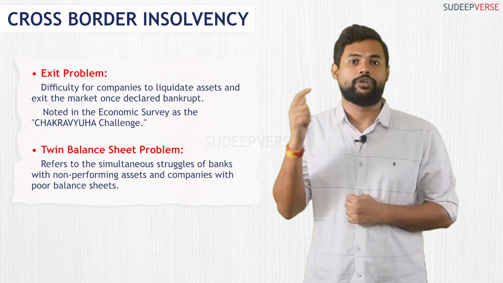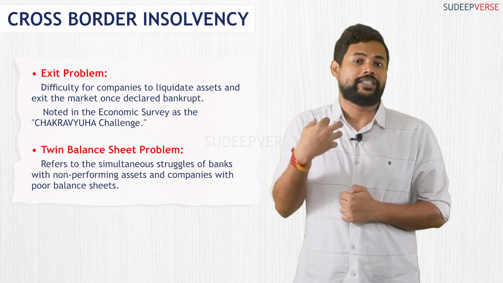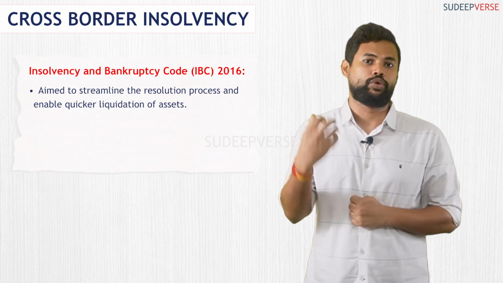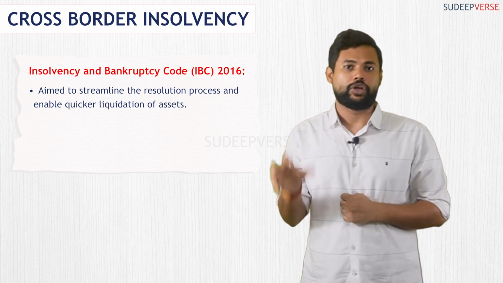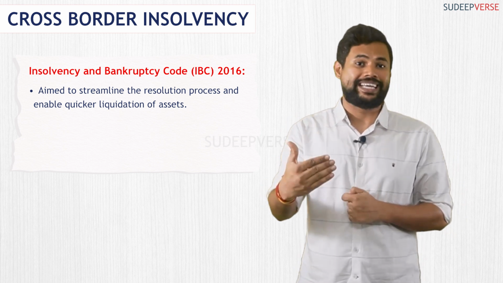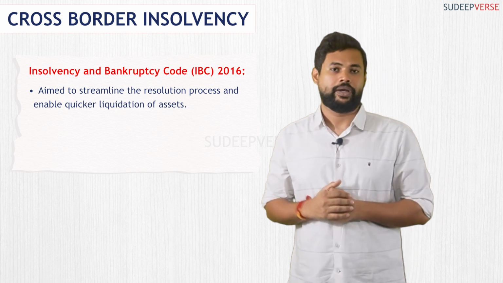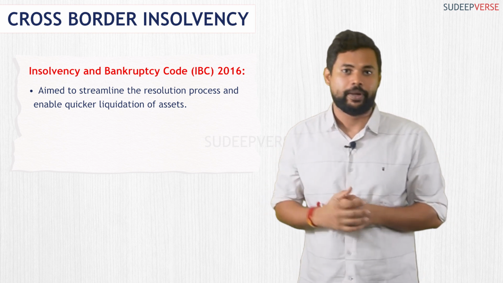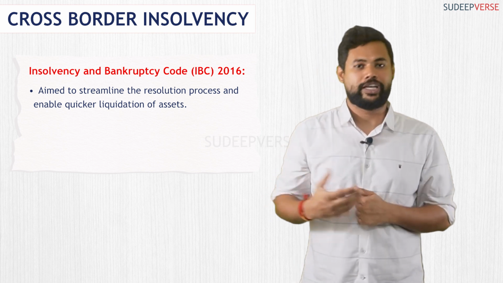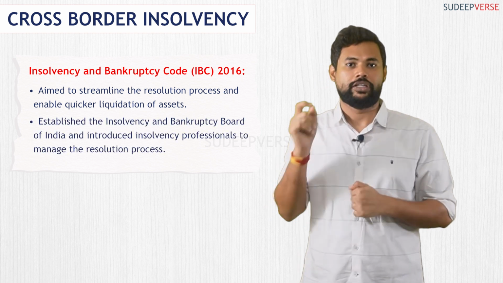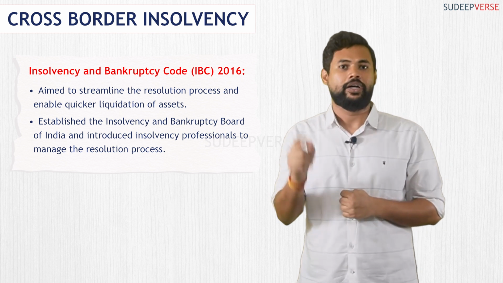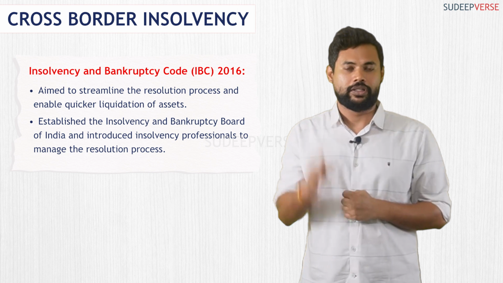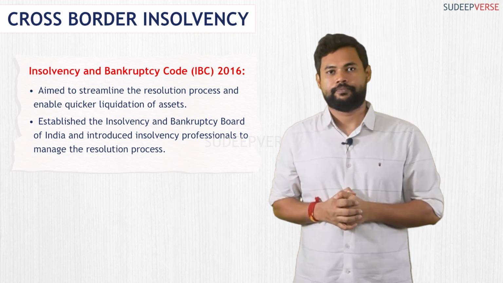And this exit problem was resolved, or at least attempted to be resolved, by an act known as the Insolvency and Bankruptcy Code 2016. This Code will speed up the resolution processes. It will try to liquidate the assets within a time frame so that a company that is declared bankrupt can exit as quickly as possible. For this, there is the Insolvency Board of India, and there are insolvency professionals who look after the resolution process to resolve the assets as quickly as possible.